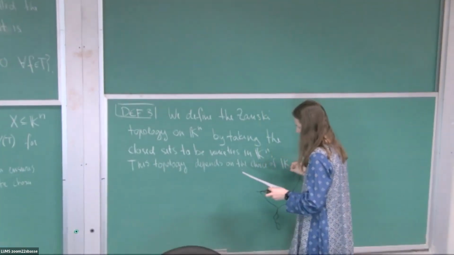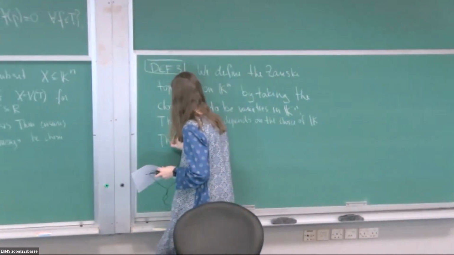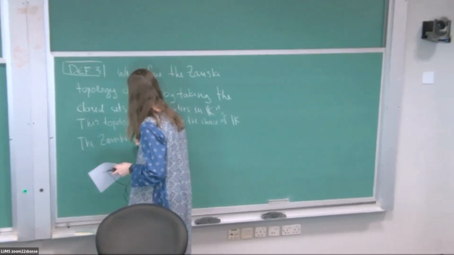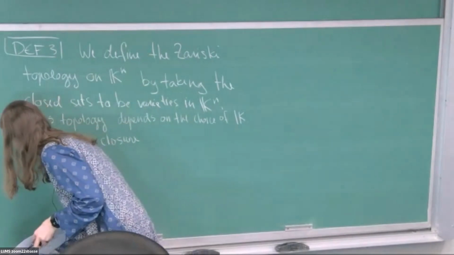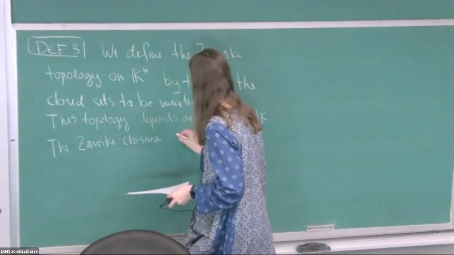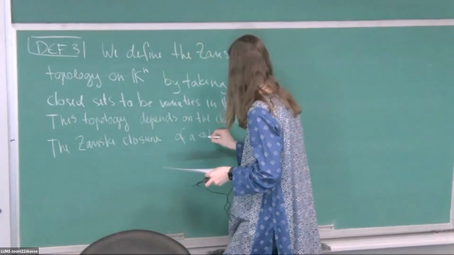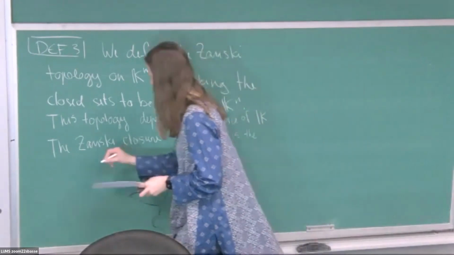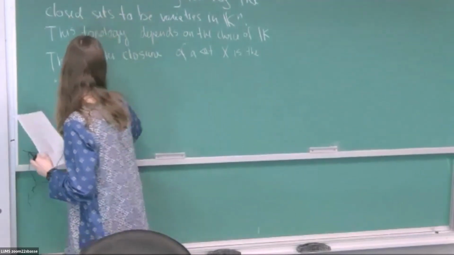And a definition that we need later. The Zariski closure of a set X is the smallest variety containing X.